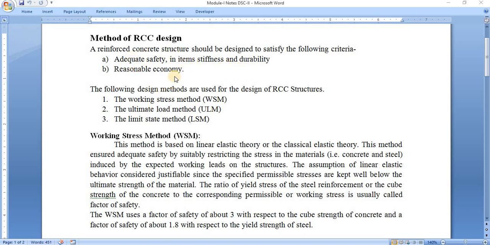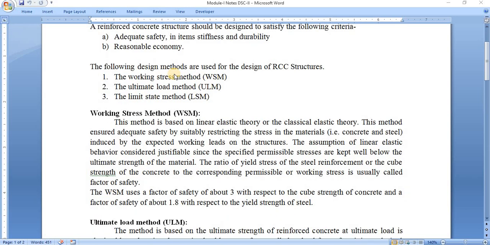Based on these two criteria, there are three methods of designing the RCC structure. First one is the working stress method, second one is the ultimate load method, third one is the limit state method. The working stress method and ultimate load method are the previous, meaning older, methods of designing. Now this limit state method is trending, I can say. So now we use this limit state method while designing any RC structure. Sometimes we use the working stress method, but in most of the cases we use the limit state method.